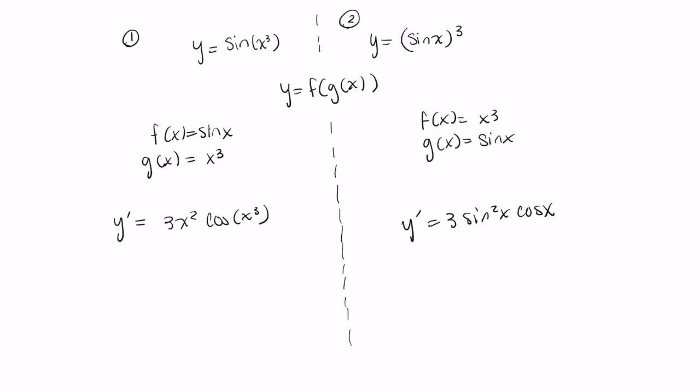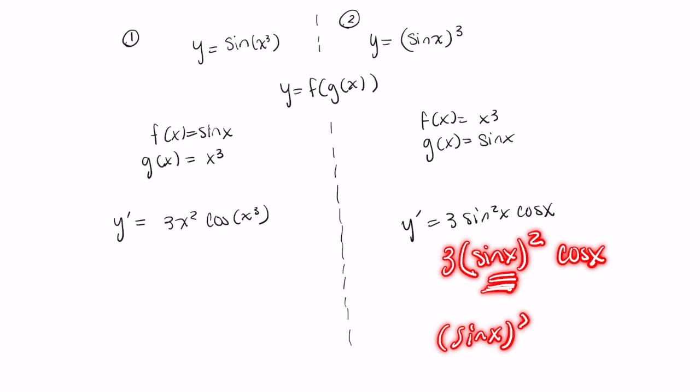Whereas for the second one, our outer function is x cubed, so we started by taking the derivative of x cubed, which is 3x squared. We left the inner portion intact by writing in a sine x, and then we multiplied by the derivative of the inner function, which is cosine x, and then just rewrote sine x squared as sine squared x.